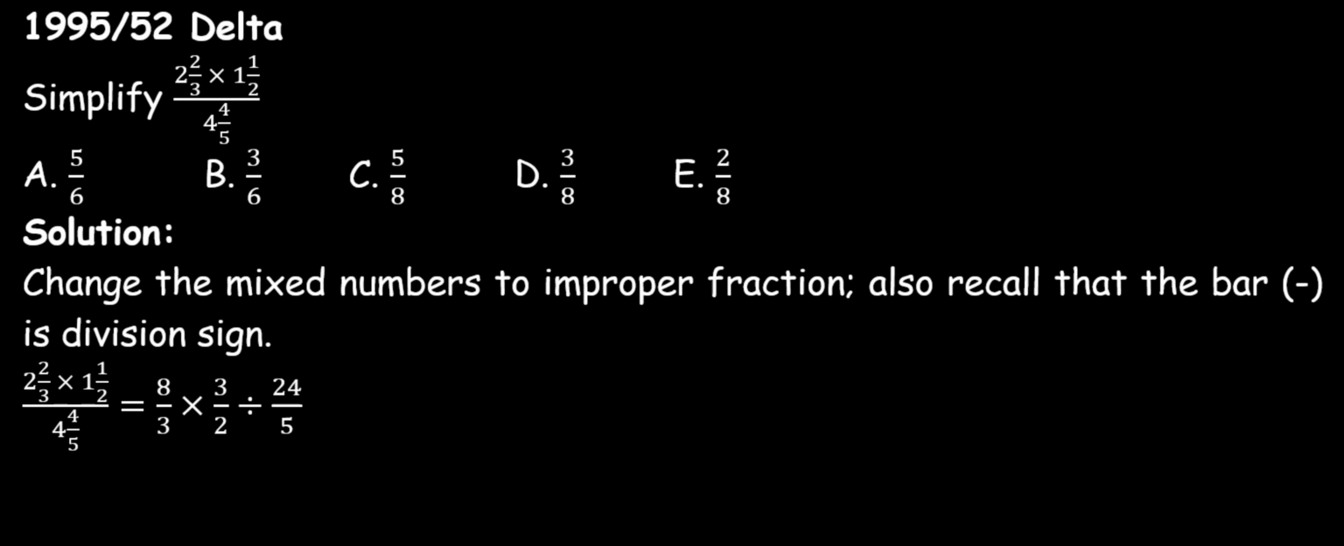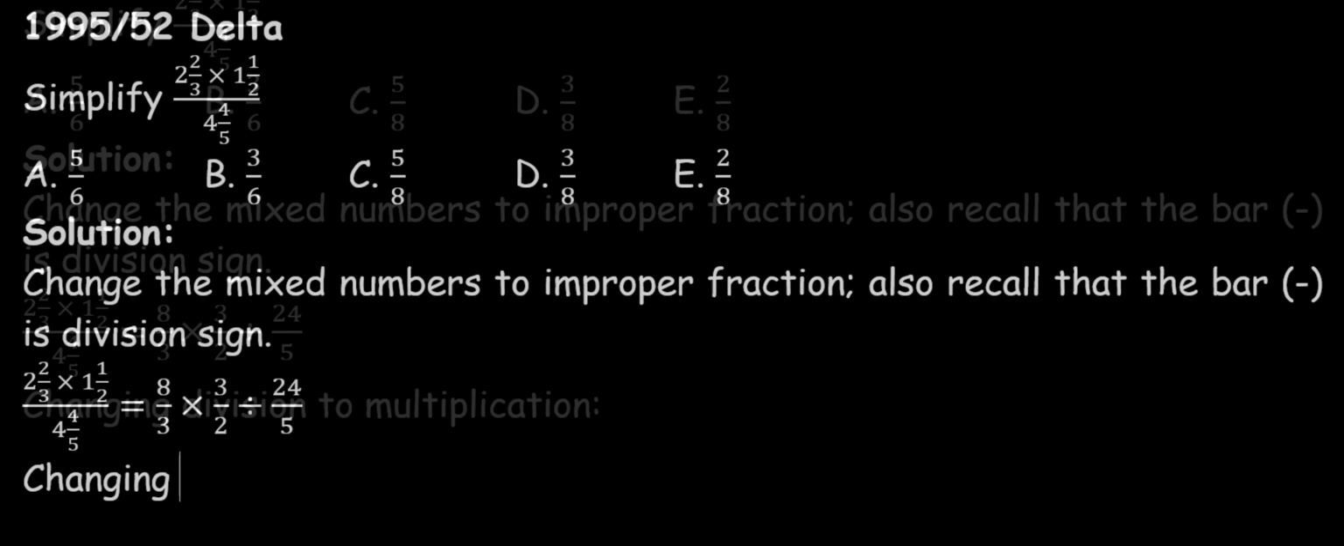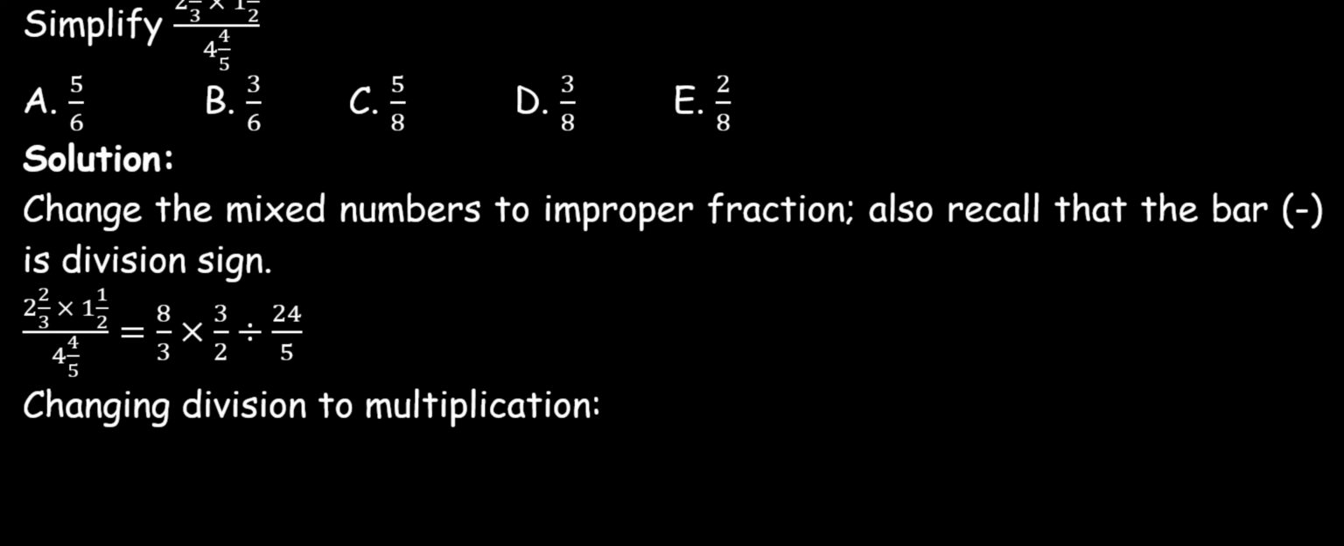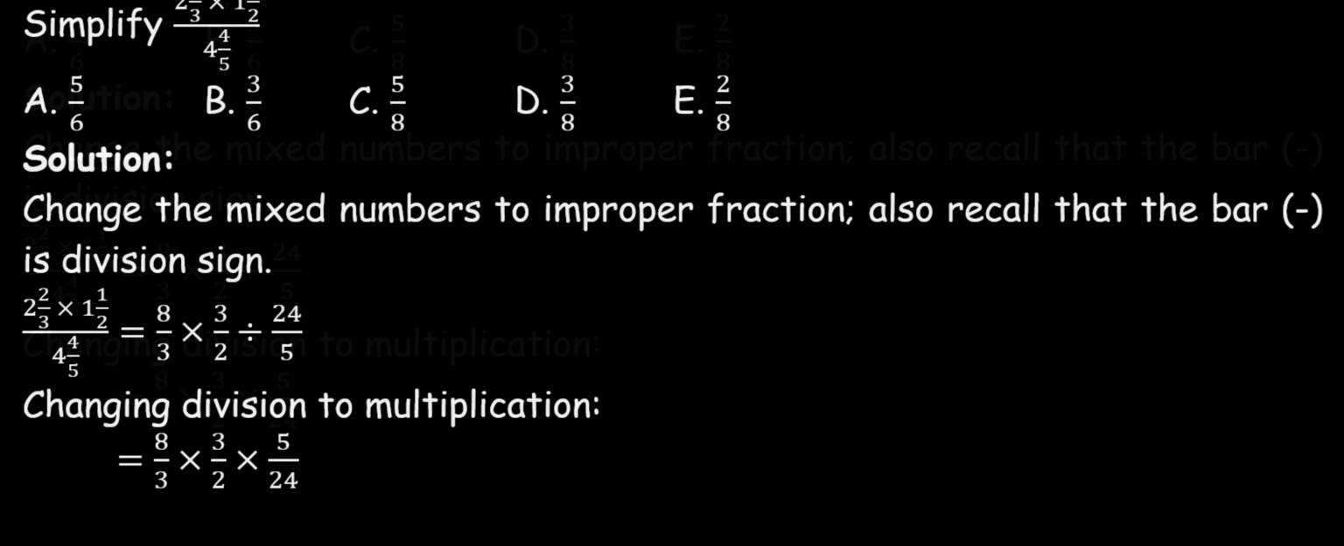In the first case, at the numerator, 2 whole number 2 over 3, you use 3 to multiply the 2 plus 2, and that gives you 8 over 3. In the second one, at the denominator, you have 4 whole number 4 over 5. That transforms to 5 times 4 plus 4, 24 over 5. Changing division to multiplication, the result will be 8 over 3 times 3 over 2, then times 5 over 24 instead of 24 over 5. You have just changed from division to multiplication.